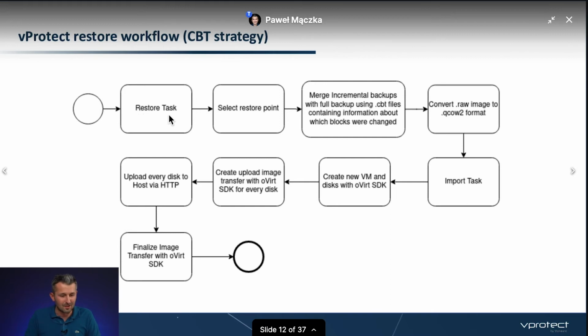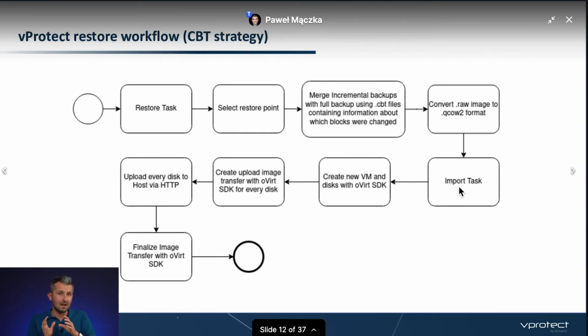But let's see what vProtect actually does with the API. So first, we need to choose from which point in time we would like to come back. We merge, and it's important, we always merge the full with all of the incrementals. So merging all of the changes and the CBT files, we convert the raw image to the QCOW2 format, and then we start the import task.